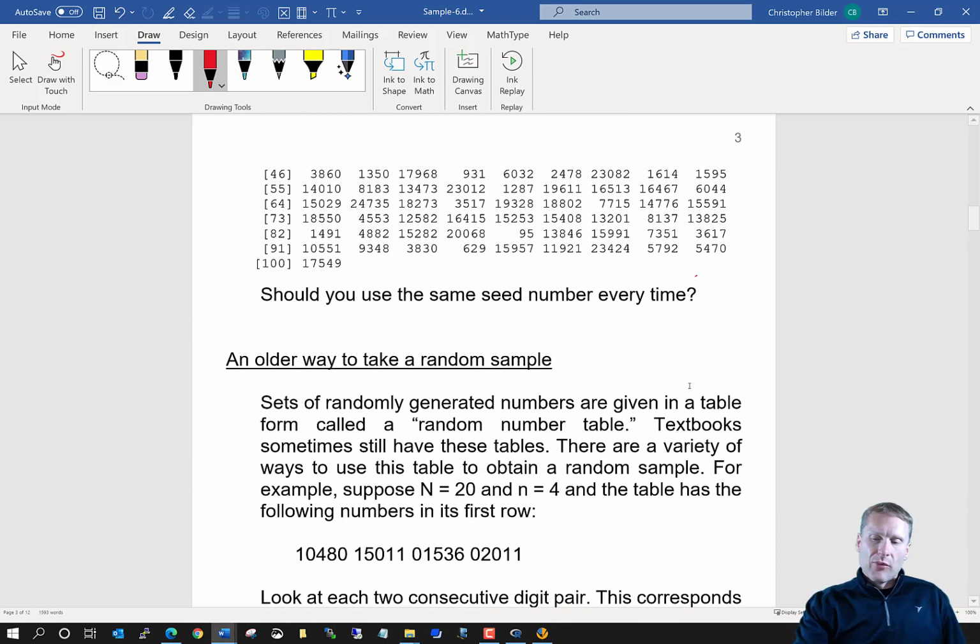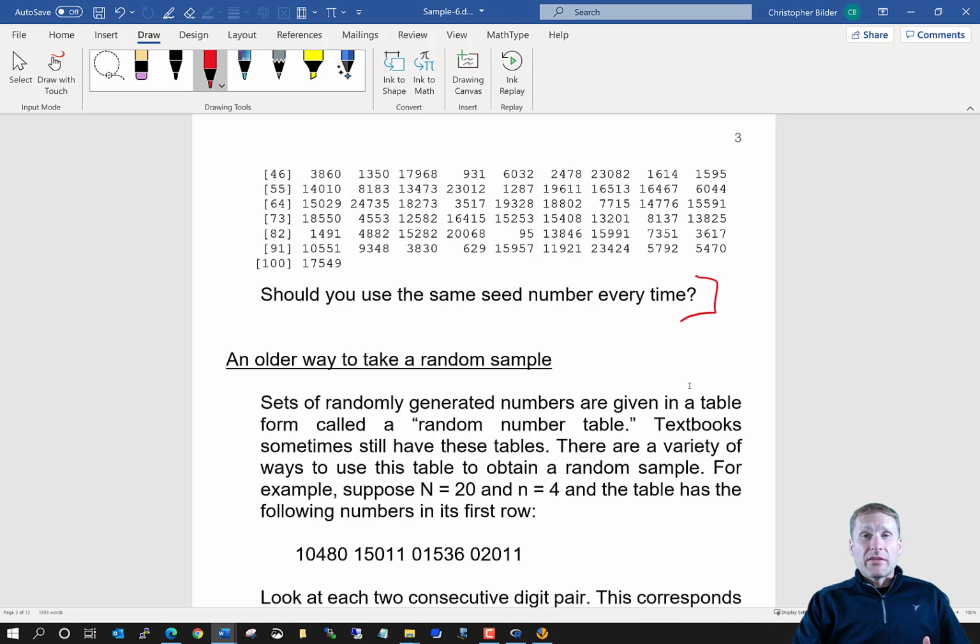So here's an important question then. Should you use the same seed number every time that you take a sample? Maybe you want to take a sample from one university, and the next time you want to take a sample from another university, and maybe the next time from another university after that. Should you use the same seed number? Well, no, because now you have a way of interconnecting the different universities, and essentially it's no longer a random sample from each separate university.